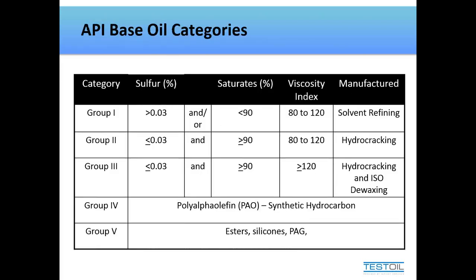Now, your API base oil categories. First base category you have here is group 1. It'll be right in this area. And this gives you the amount of sulfur content in that particular oil, and the amount of saturates. This is less than 90. One big thing here I want you to take away from this slide is your viscosity index. If you don't know what a viscosity index is, it's a good way to tell how your oil handles heat extremes.